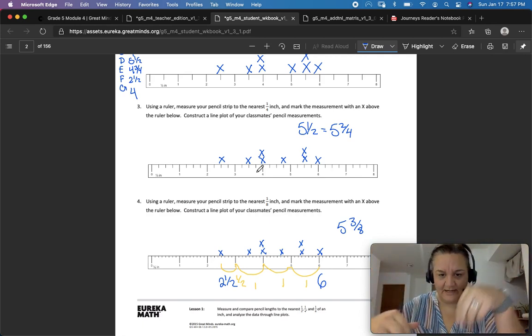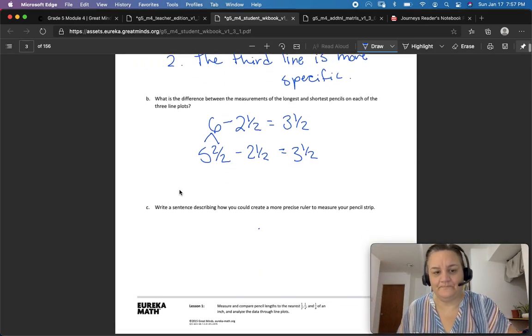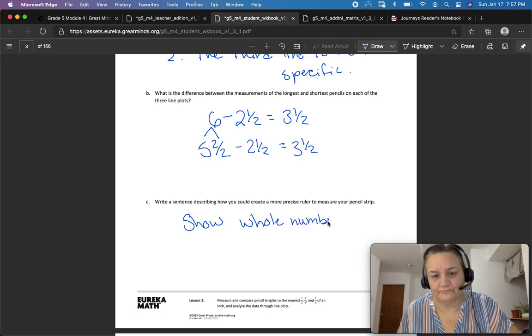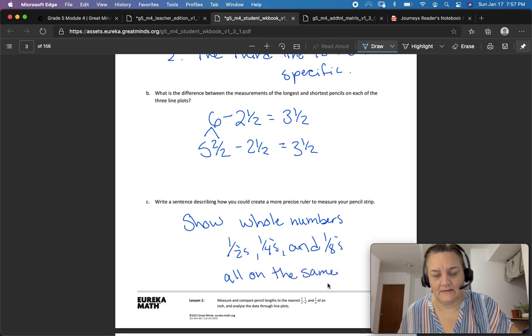Okay, all right. So show whole numbers, halves, that's a mess, quarters, and 1/8, all on the same ruler.